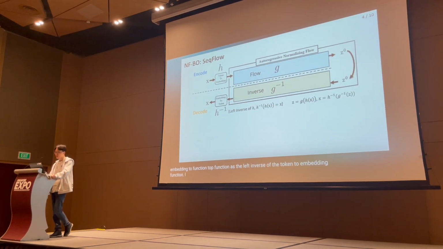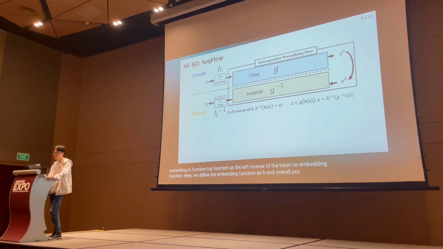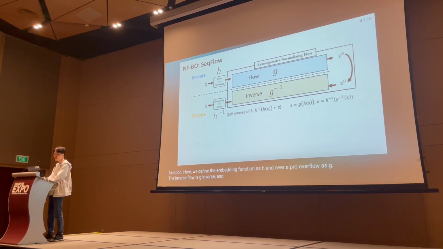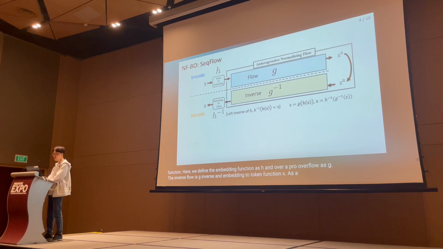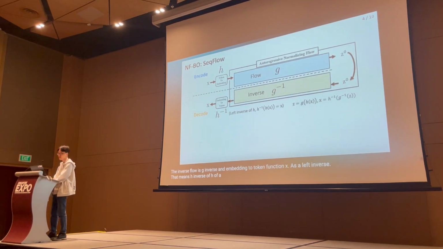Here we define the embedding function as H and the flow as G. The inverse flow is G inverse, and the embedding to token function is the left inverse. That means H inverse of H of X is X.